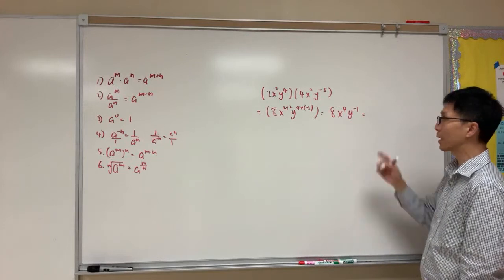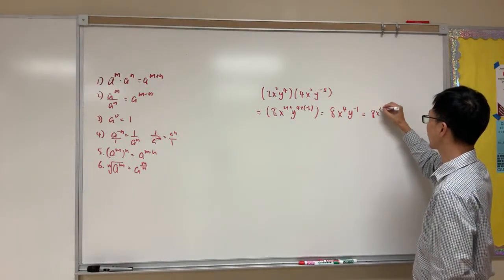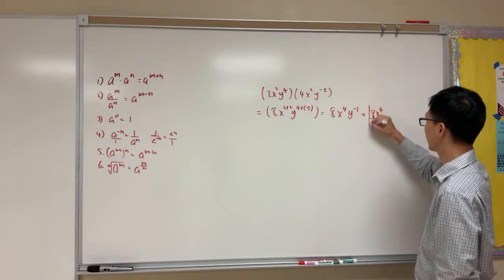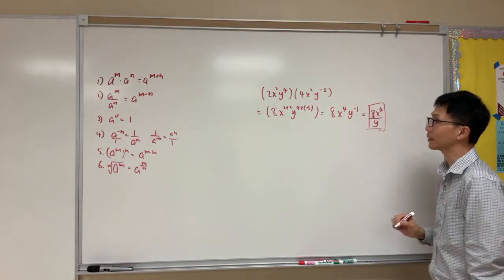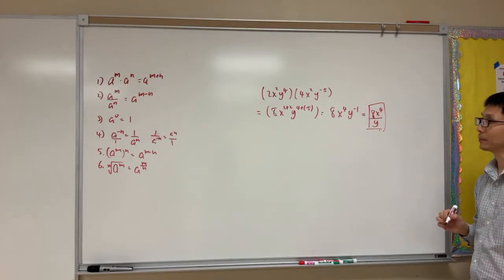But the answer cannot be written this way because you cannot have negative exponents. So it'll be 8x to the 4th over y to the 1. Okay, that is the product rule example with the negative exponent rule in play.